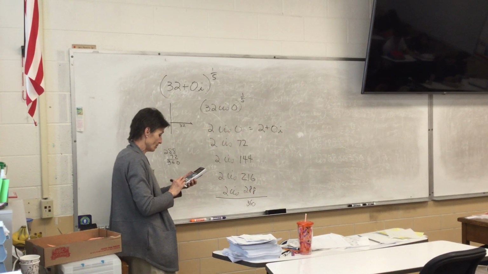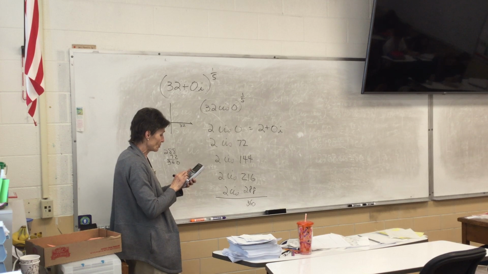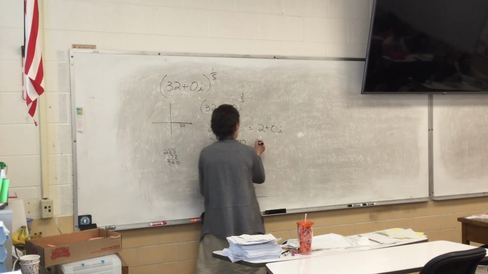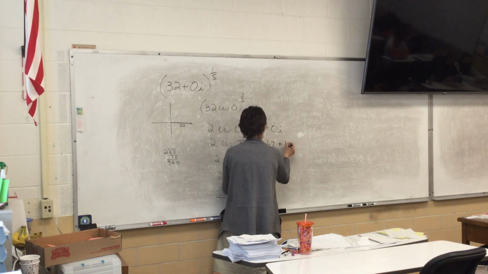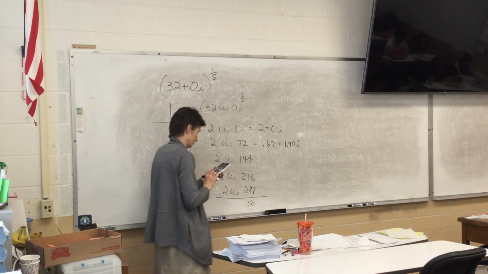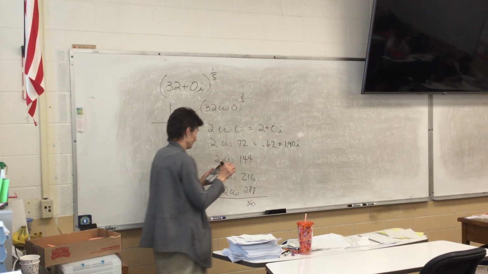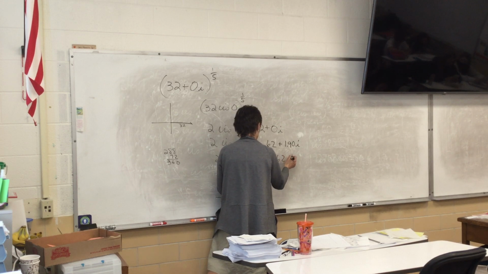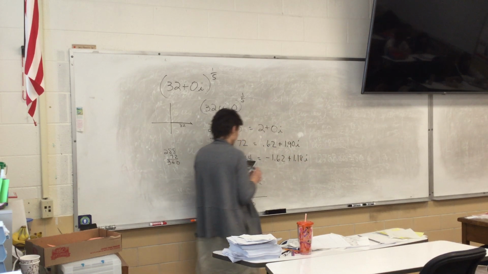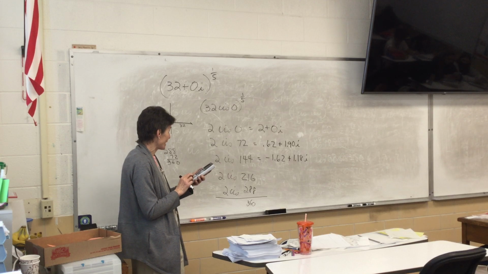The rest of these, I don't know. 2 cosine 72. Oops, make sure you're in degrees. I was in radians, which is bad for this problem. So 2 cosine 72 and 2 sine 72. Remember, I is always hooked to Y.